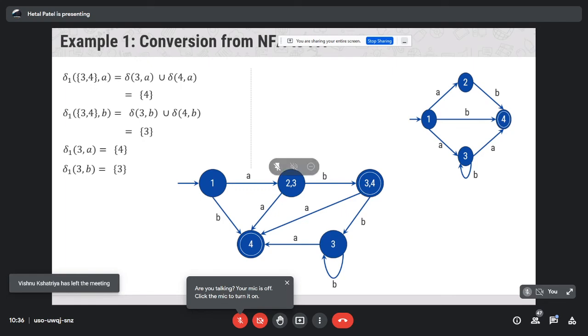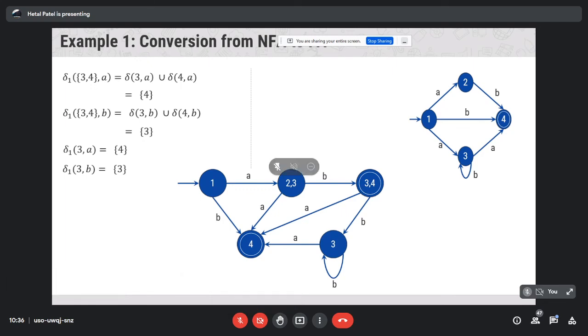That's your delta, right? So in this way, as you are getting new and new states, you have to find out the transition for those new states. If we are not getting a new state in this process, we stop here and we complete our finite automata. We stop when we stop getting new states for every state.